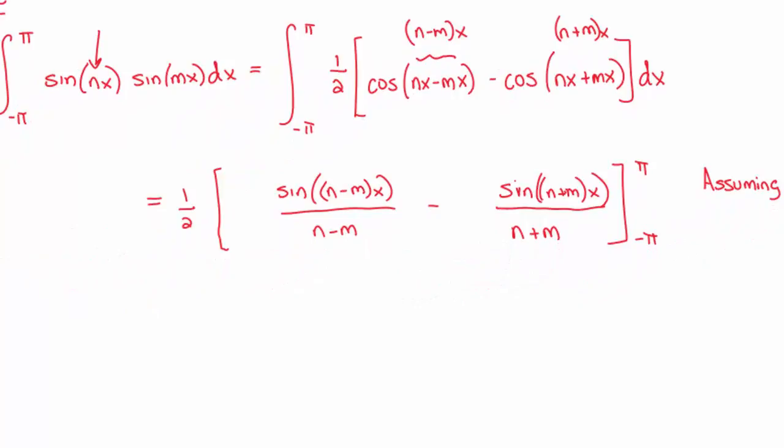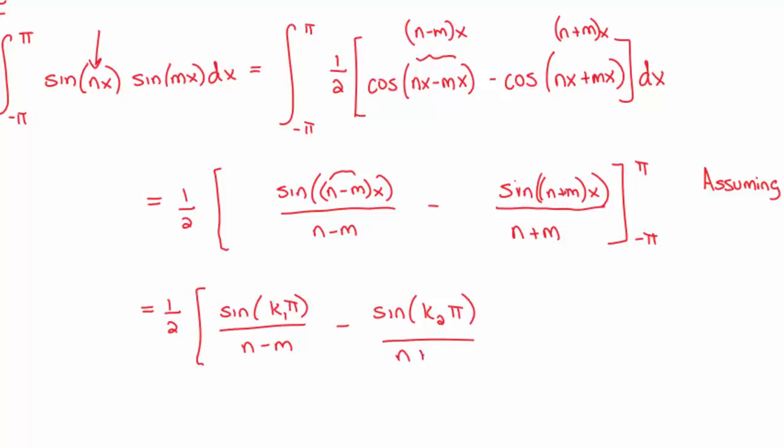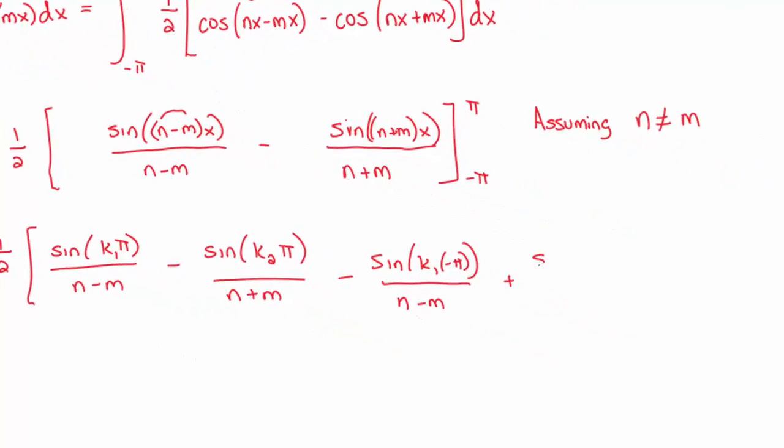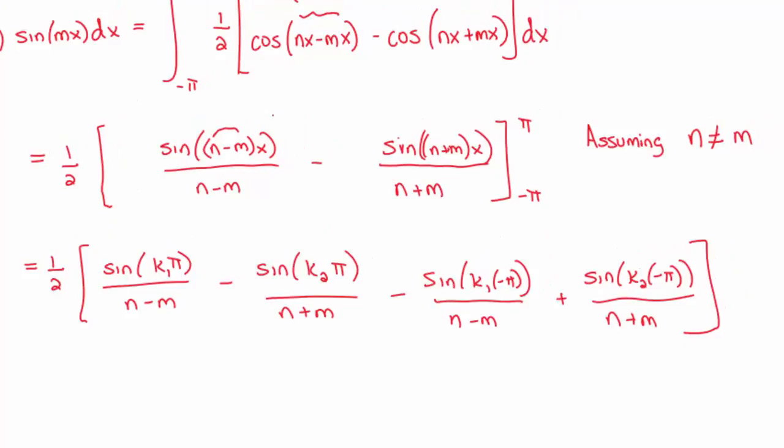So let's continue this out. Well, when you plug pi's into this, we have the sine of some integer. Remember, this is a difference of integers. So this is some integer k sub 1 times pi over n minus m, minus the sine of some other integer, k sub 2, times pi all over n plus m. And then we subtract sine of that k1 evaluated at negative pi, but again, that k1 is just an integer over n minus m, and then plus the sine of k sub 2 times a negative pi over n plus m. All I did was plug in pi's into these arguments and then subtract off the negative pi plug-in.